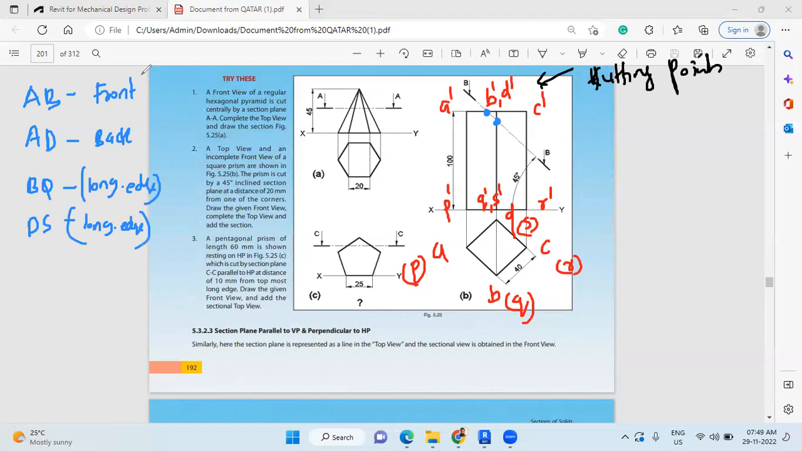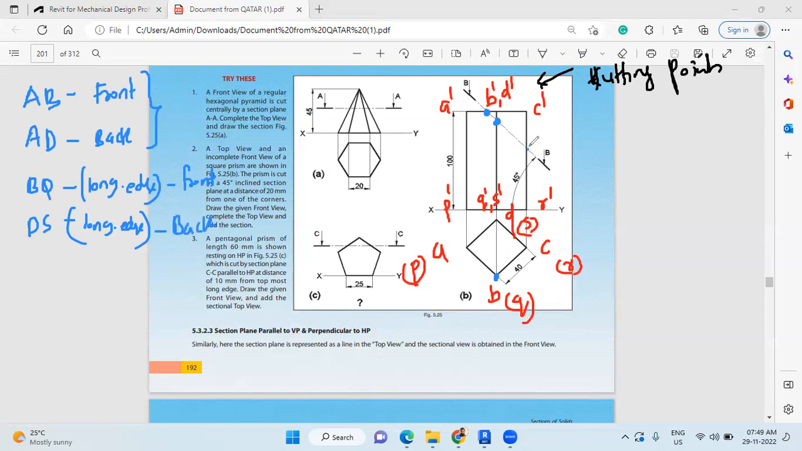So what about AB and AD? Long edge or longer edge or base edge? Base edge, or the end face edge, right? Okay. So BQ and DS. Which longer edge is the front side longer edge? BQ, right? BQ front, DS back. So this is very important.